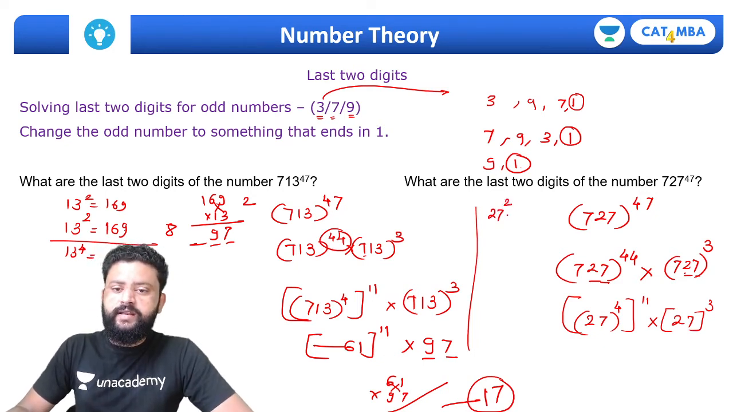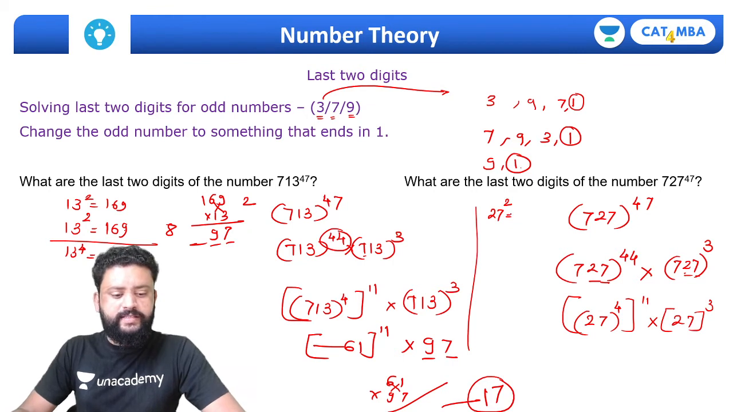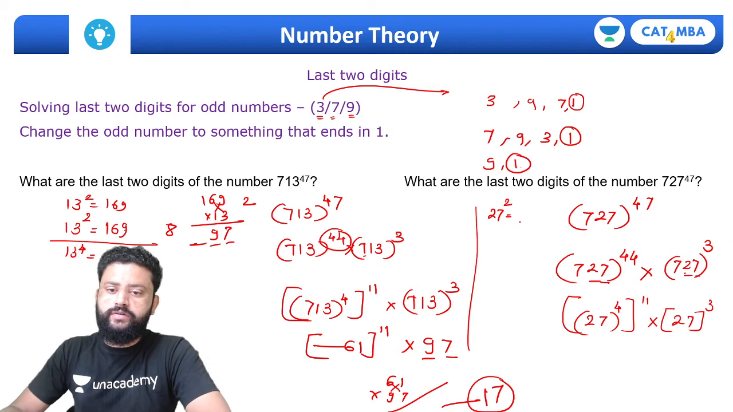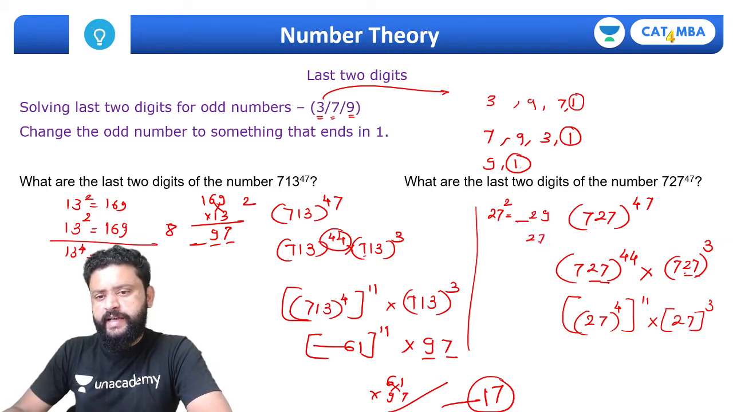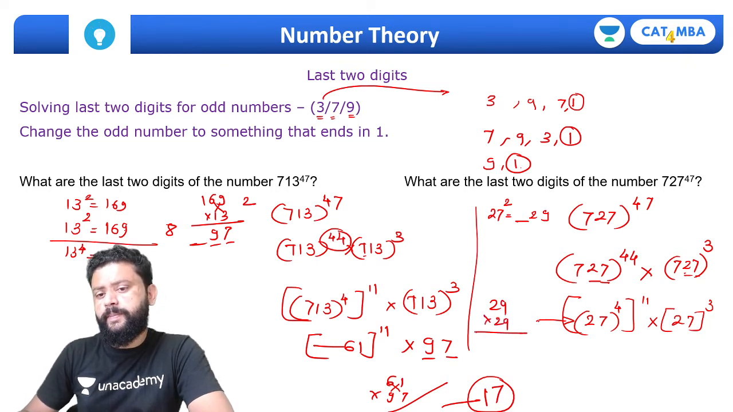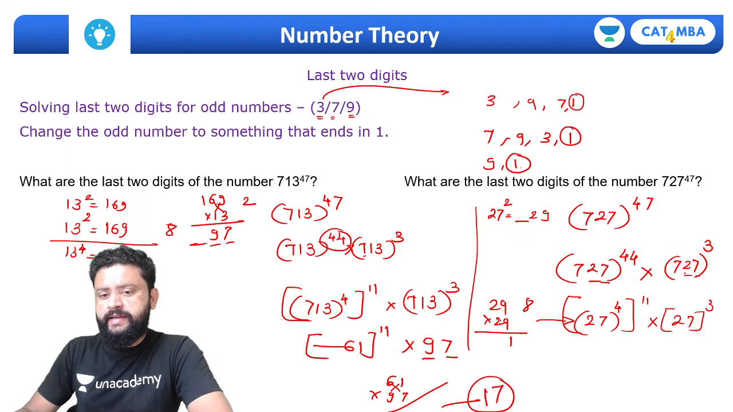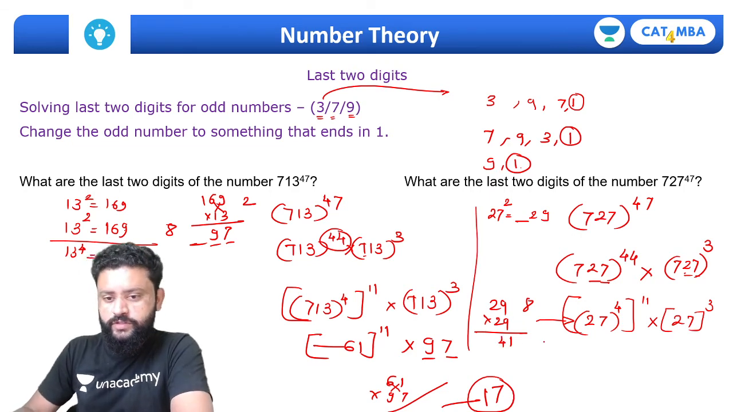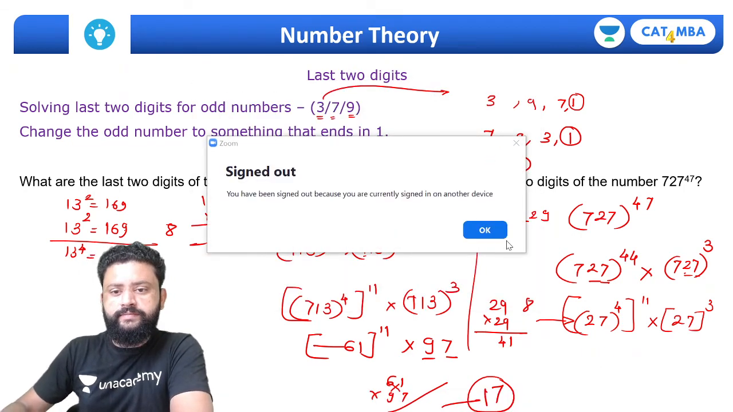27 square's last two digits अगर मैं बात करूं, 27 square's last two digits will end with 29. Then 29 into 27. So if we want 29, last two digits of this will be 29 into 29. And 9s are 81, carry 8. 18 plus 18, 36 plus 8, 44. This is 41, so this will end with 41.